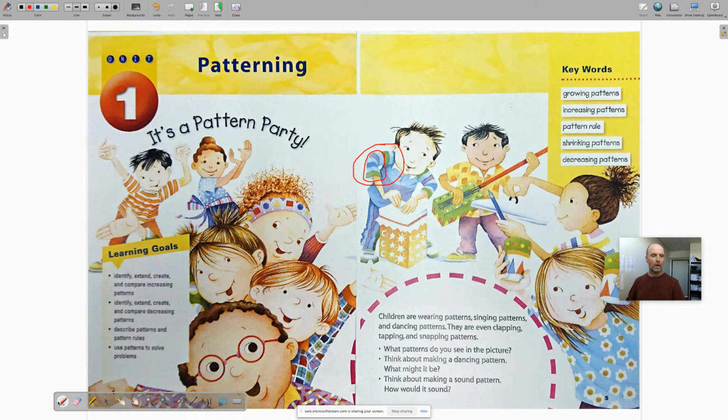I'm going to grab my highlighter again here. The next question is, think about making a dancing pattern. What might it be? That's a good question. Now, when we look at this picture, the kids aren't moving because it's a picture. So it's like a snapshot of what they were doing at that moment.